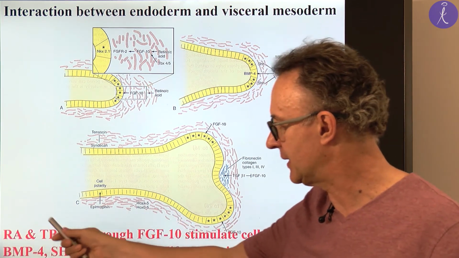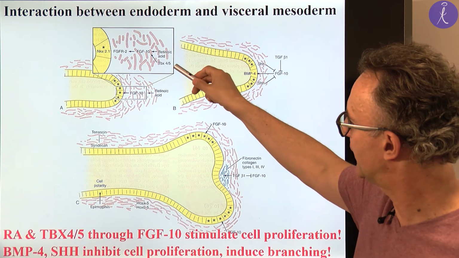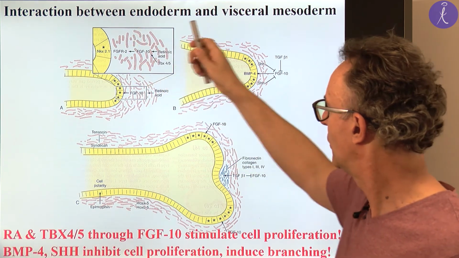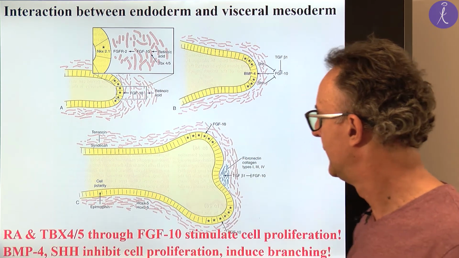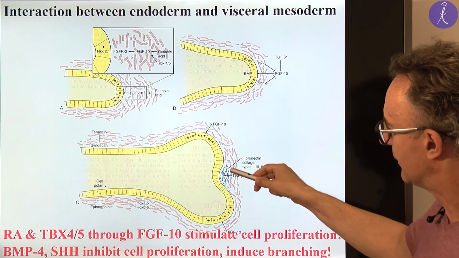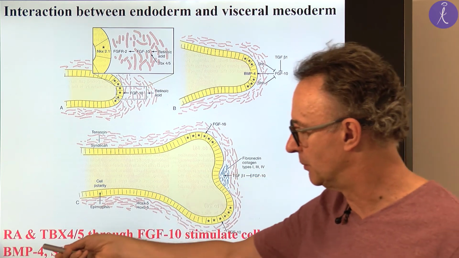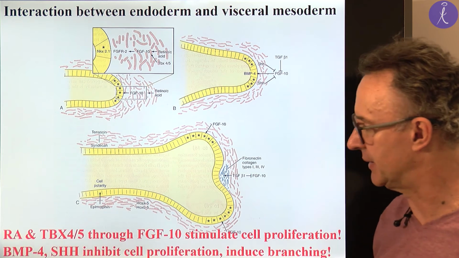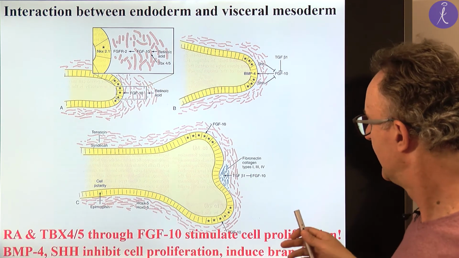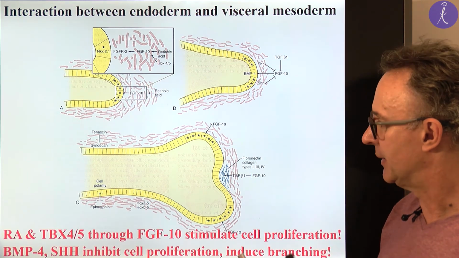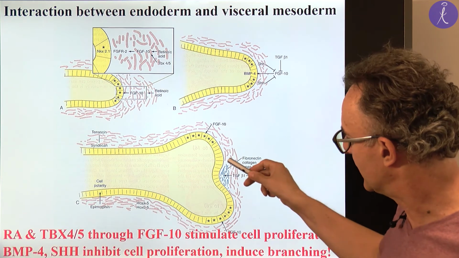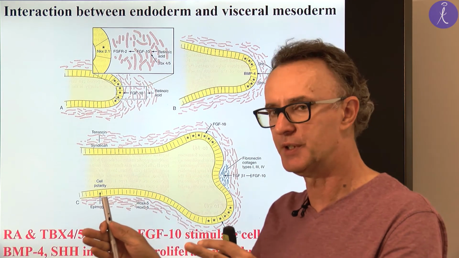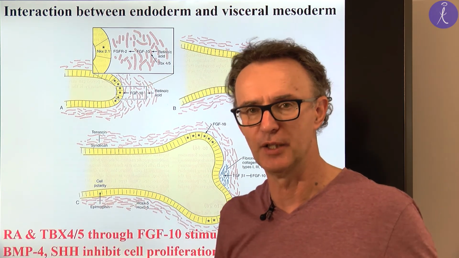This is the retinoic acid and the TBX4/5. Through FGF10, they are able to act on the endoderm to proliferate. But if something blocks the effect of this, such as the bone morphogenic protein 4 and the sonic hedgehog, you studied these factors in first semester, then at this area the endoderm doesn't proliferate, and this will be between these two proliferations. So that's why the bronchus tree divides in a dichotomic manner.